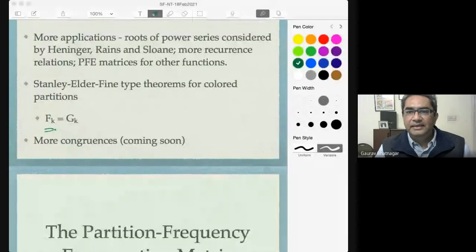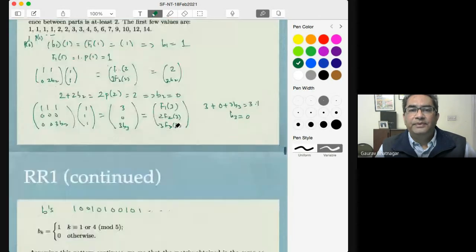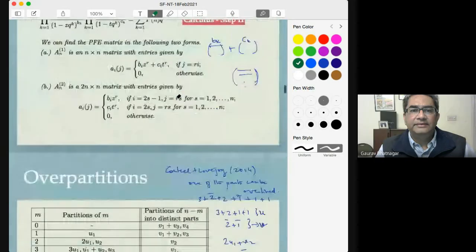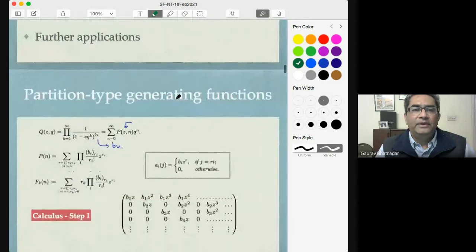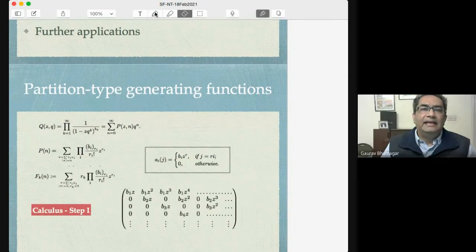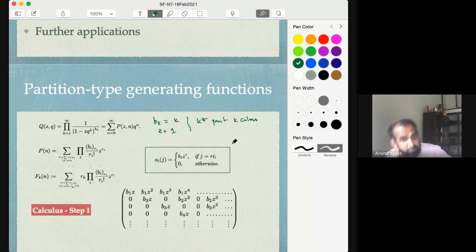There's a lot of interesting stuff which we haven't figured out yet, and hope to do. But let me just say that. Now let me look at this partition function, and I take, let's say, b_k equal to k, and z equal to 1. So this is a partition where the kth part comes in k colors. And these are plane partitions.